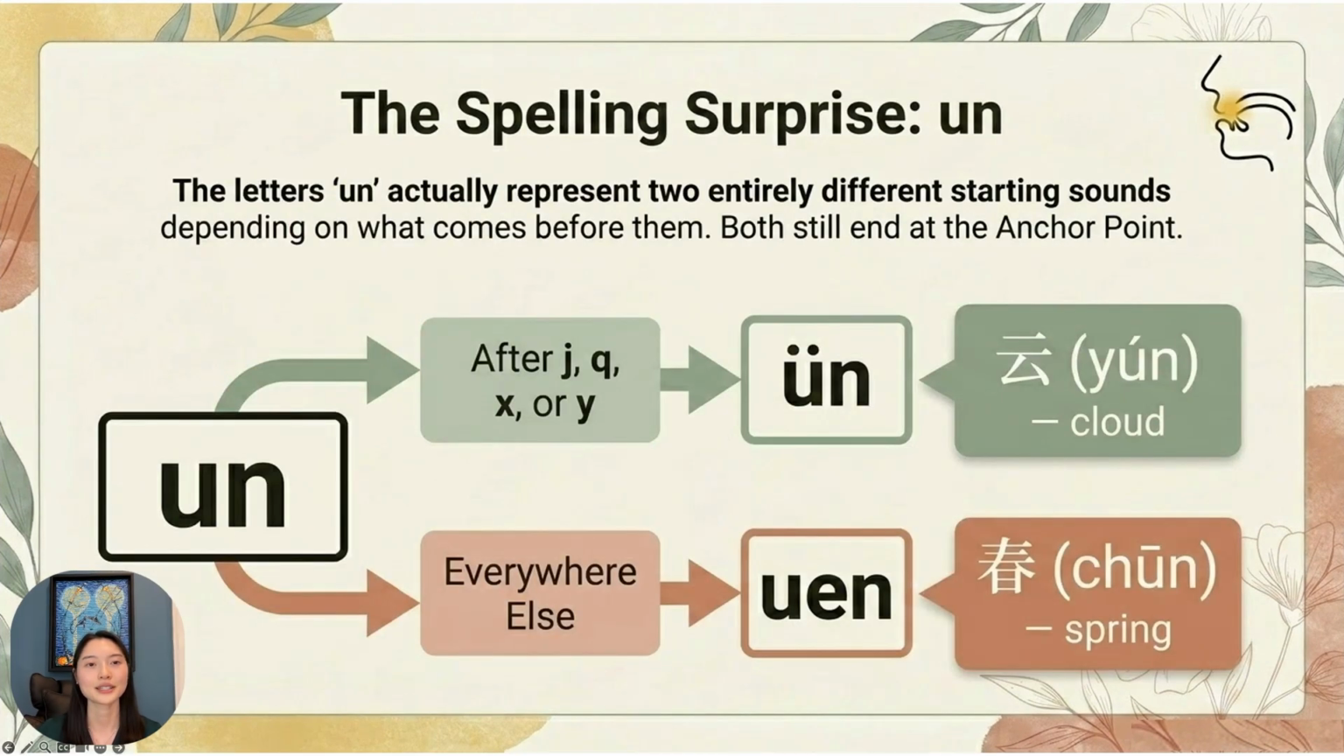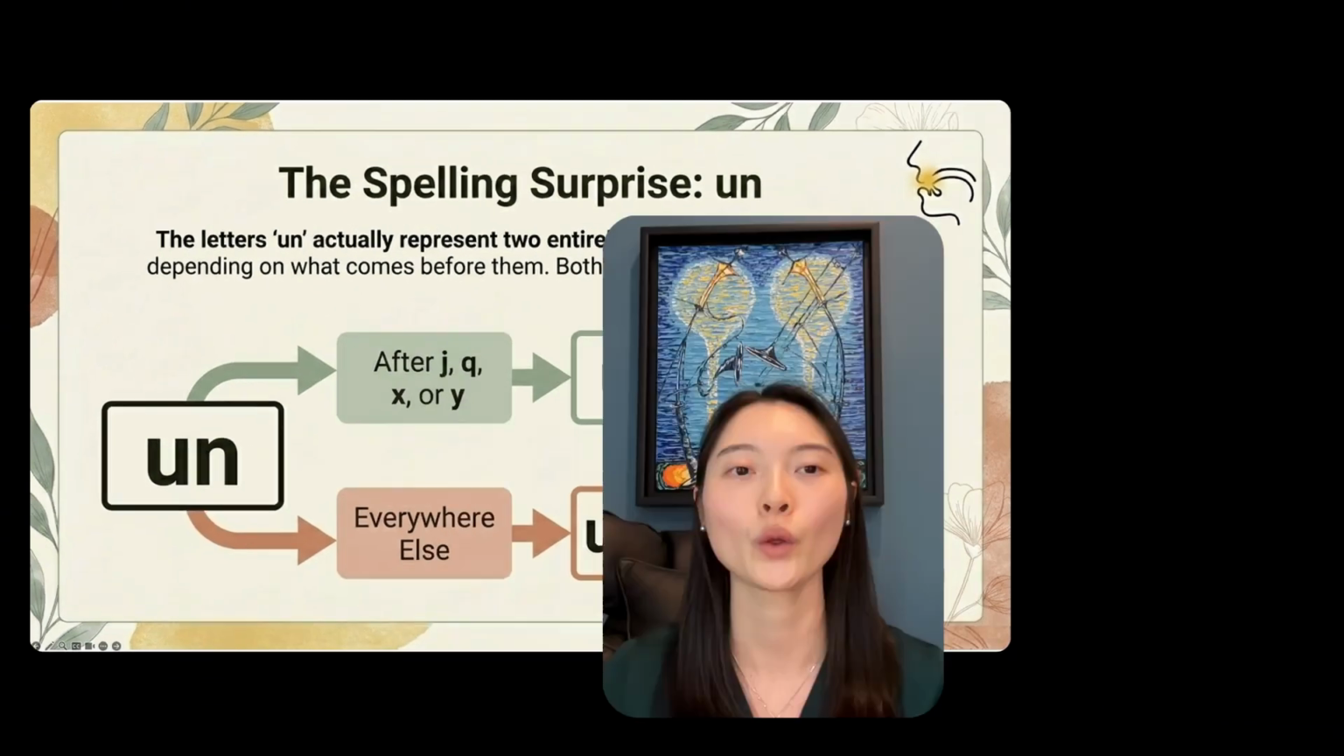Xin. This is wen. This one has a surprise. What you see written as un actually represents two different sounds depending on what comes before it. After j, q, x, or y, this un is really actually ün with two dots. But the two dots are dropped in writing. Starts with ü, lips rounded and forward, then end with n.